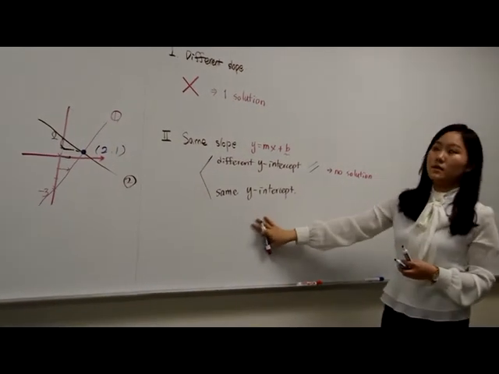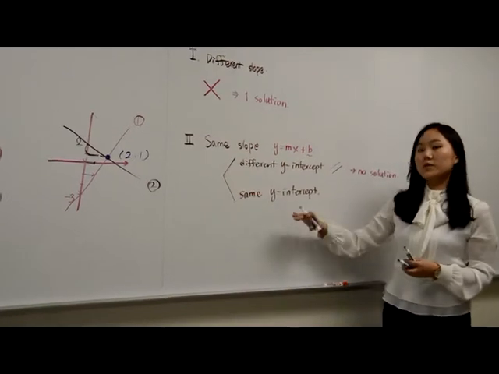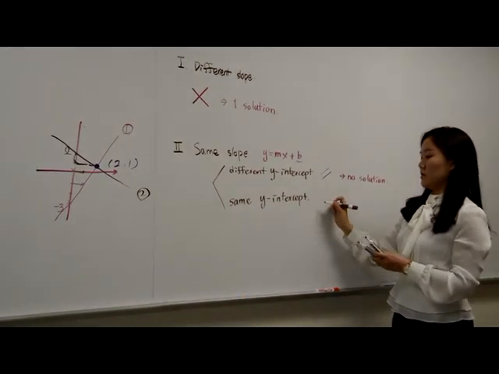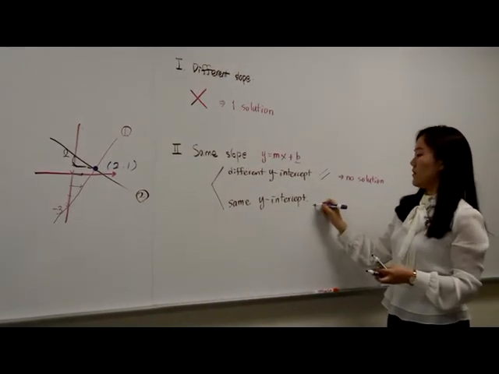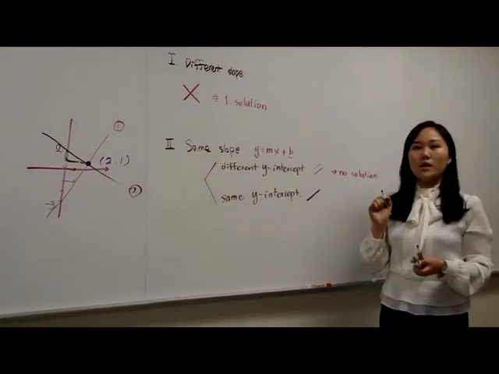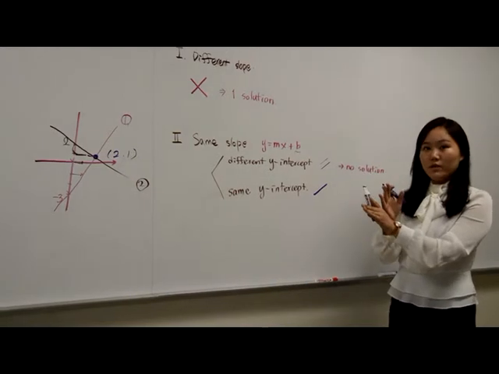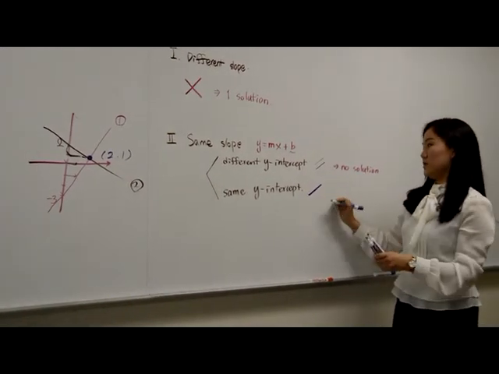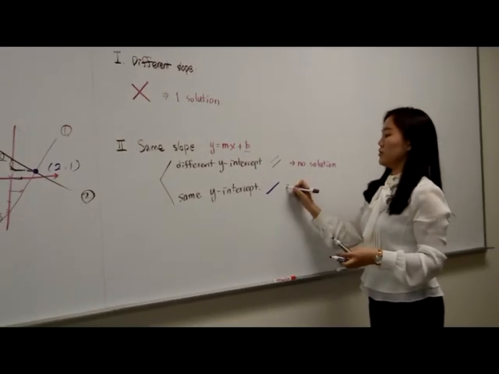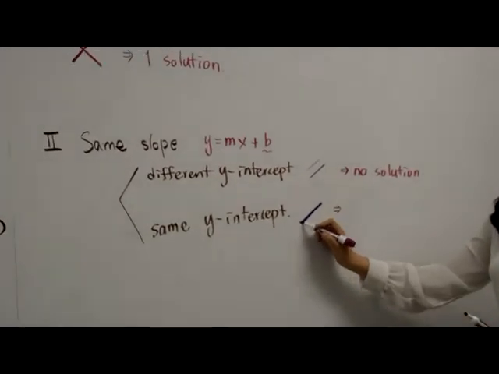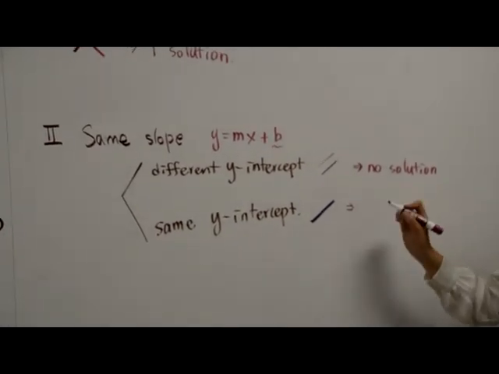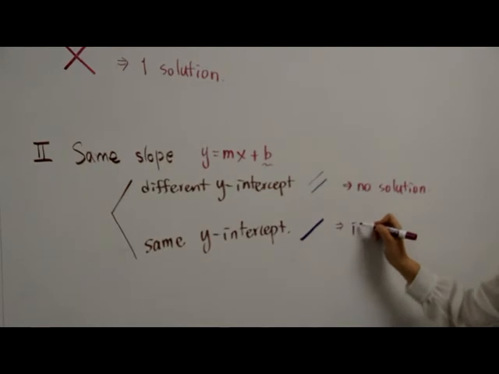What about this case? They have same slope and they have same intercept. It means they construct the same line, right? They meet every point, right? They meet every point. So, how many solutions? These all points are solutions, right? So there are infinitely many solutions.